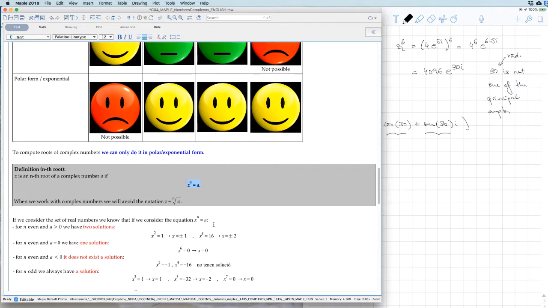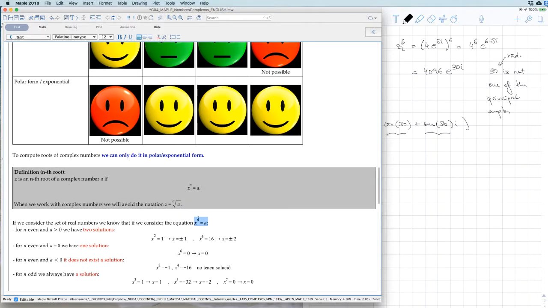Okay, so let's see what we got with real numbers and what we are going to get with complex numbers. Imagine that I want to solve the equation x to the power n equal to a, where now instead of a z I put an x because I assume it is a real number. If I have an even power like 2 or 4 and a is positive, I have two solutions in the real numbers. For instance, x squared equal to 1, the solutions are plus minus 1. x to the power 4 equal to 16, the solutions are plus minus 2.